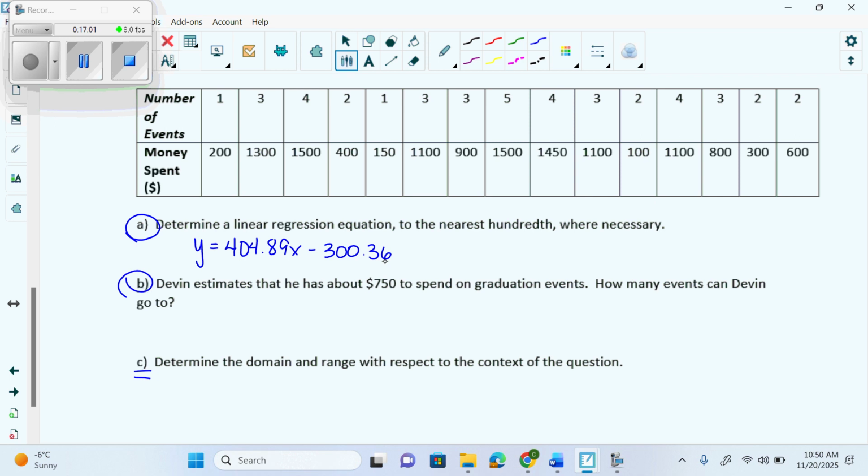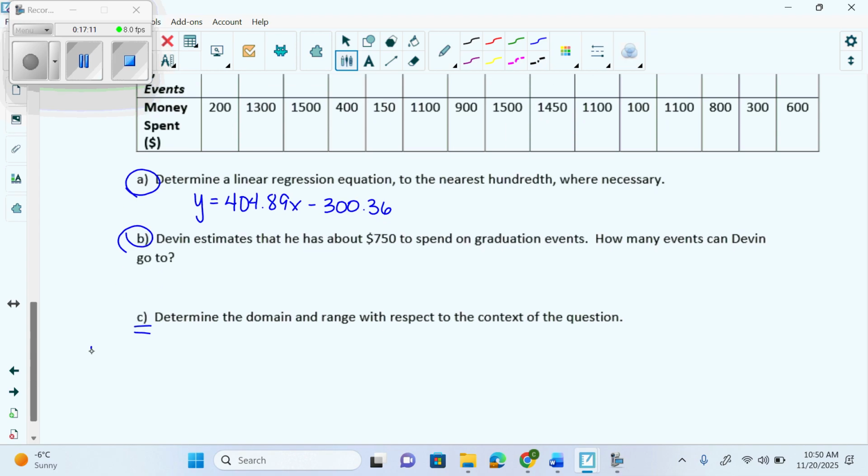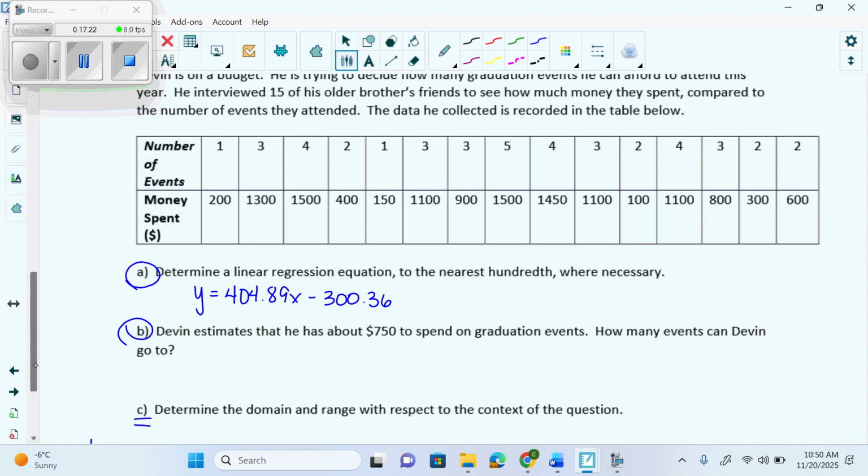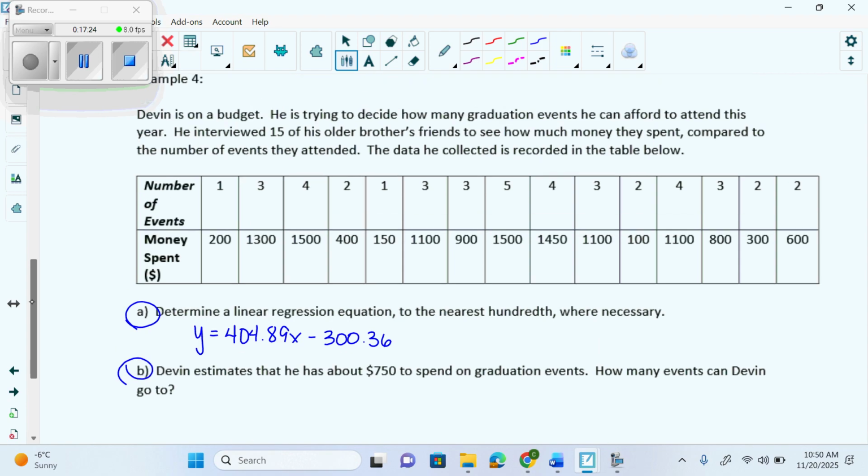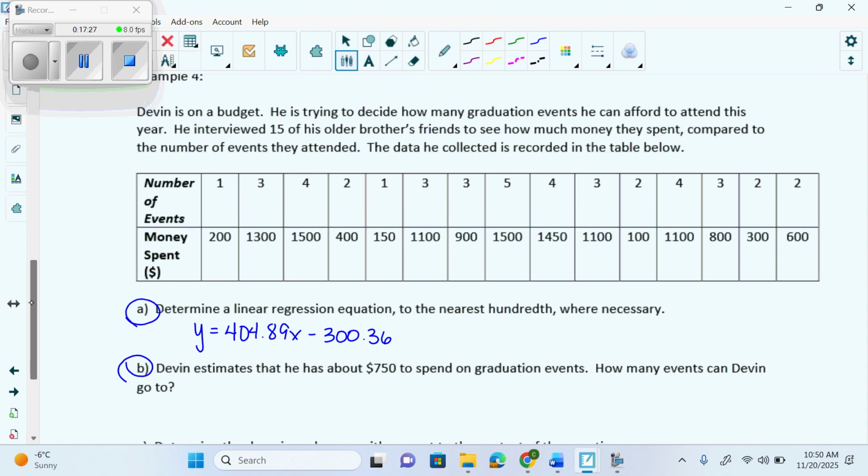Okay? Now let's think about this. This is a line. This line is just going across the page, correct? So in order for it to be a line, it's like down here. Okay? But what part of it matters? Number of events. So here, let's talk about this. Devin is on a budget. He's trying to decide how many grad events, because he's a show-off, he can afford to attend this year. He interviewed 15 of his older brother's friends to see, this is hilarious, how much money they spent compared to the number of events they attended.